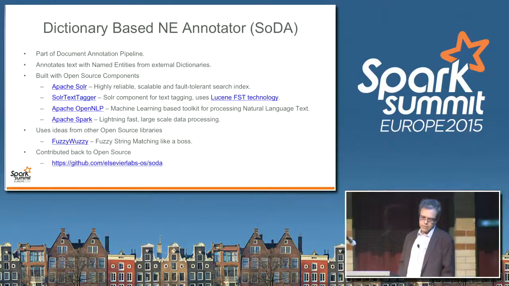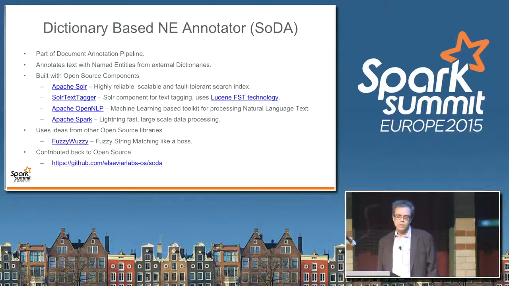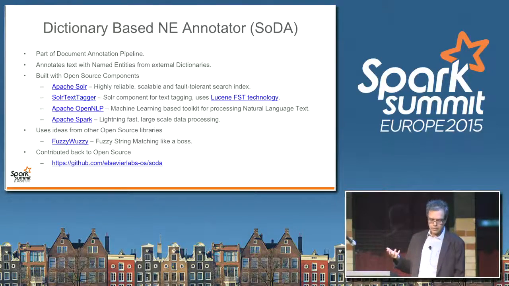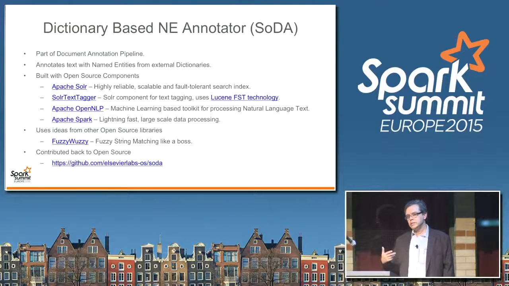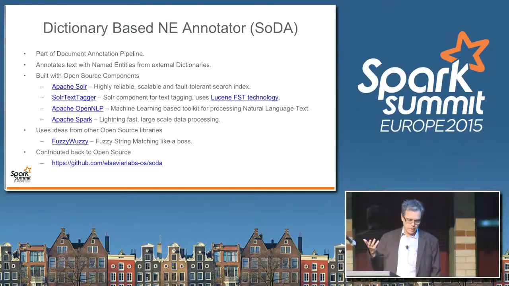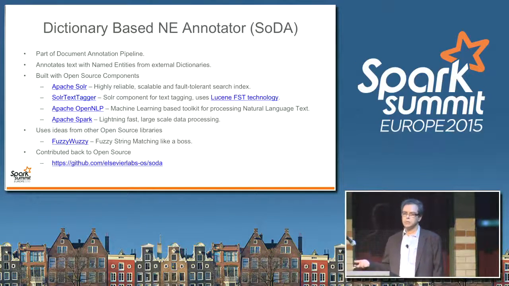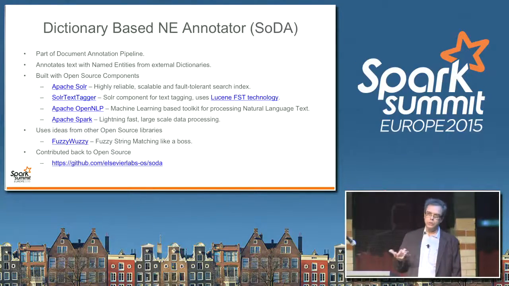So we call our system SOTA. It basically stands for Solr Dictionary Annotator. It's built with open source components: Apache Solr, SolrTextTagger, OpenNLP, and Spark for the client. We have borrowed ideas on fuzzy searching from open source libraries, fuzzywuzzy being one of them. We have also contributed it back to open source. You can find it on GitHub at Elsevier Labs OS. And we have also put it in Spark Packages. It's under applications or tools, either one will give you that.